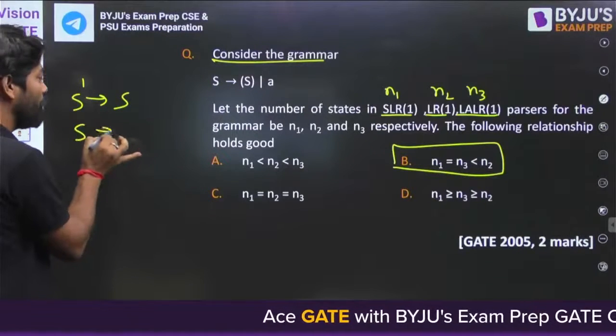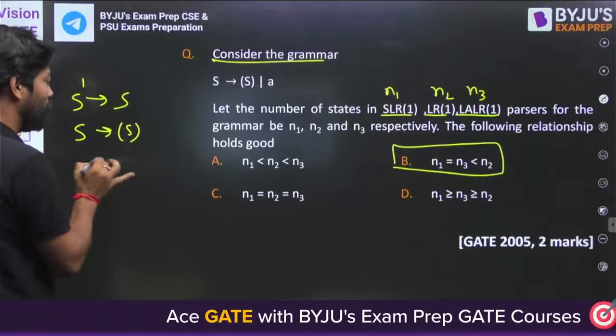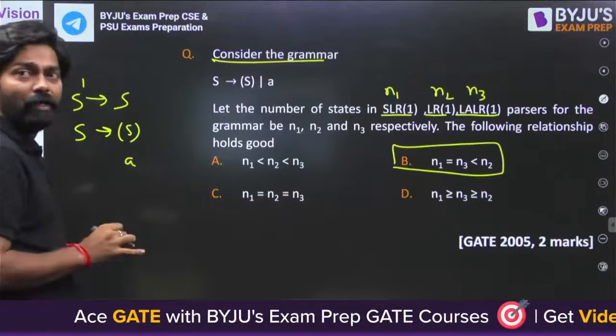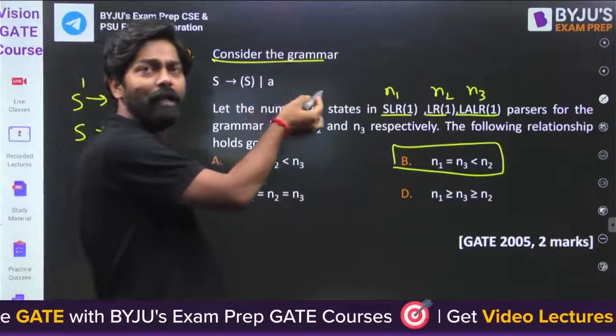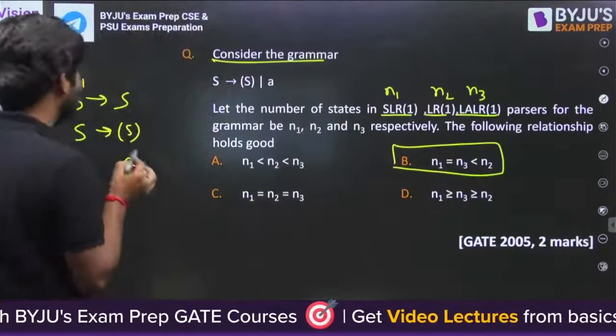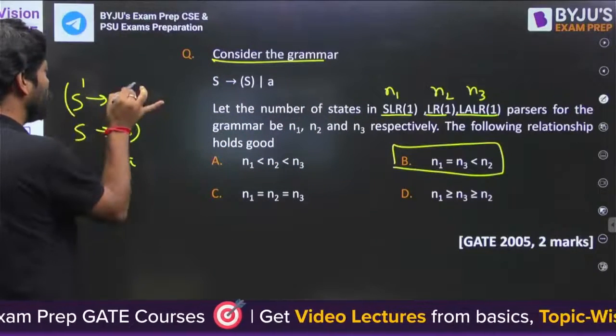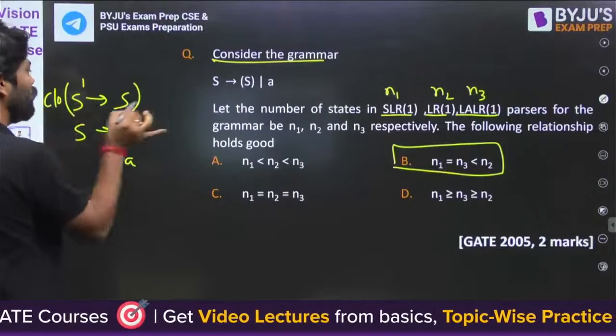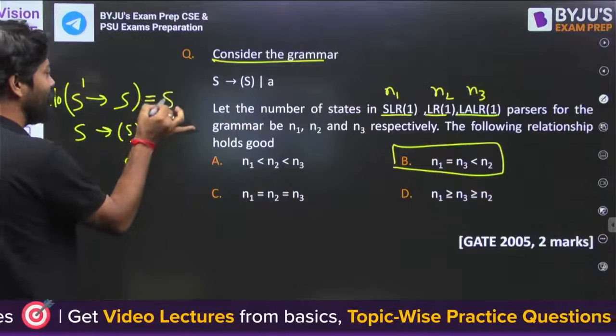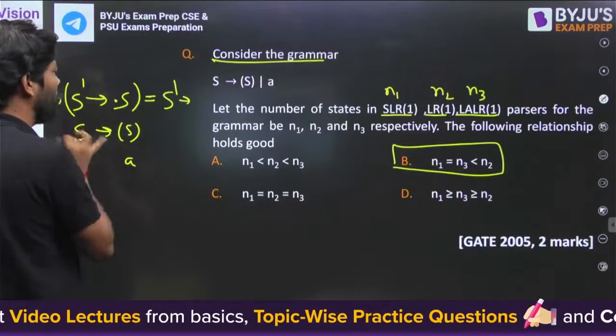And now what do we have? S goes to (S), and S goes to A. Now, my dear friend, I am trying for SLR1. We need to find the closure. The closure of this one is I, which is S' goes to dot S. You put the dot here. I think you know.